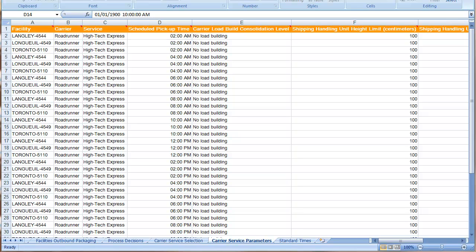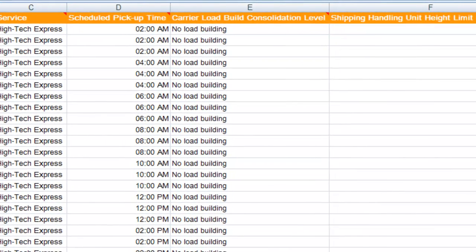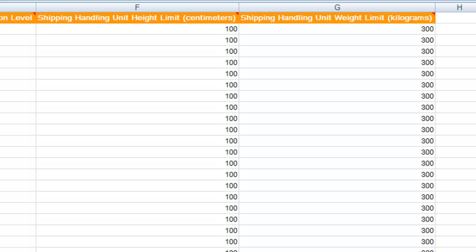The carrier service parameters gene is used by OC to group consignments into manifests, control load building or unitization, and schedule carrier pickups. Scheduled pickup time tells OC what time of day a carrier will pick up the load for a particular service. Carrier load build consolidation level controls the level at which load consolidation should happen, if at all. Shipping handling unit weight and height limit define the height and weight limits for a shipping handling unit if load building occurs in the network node.